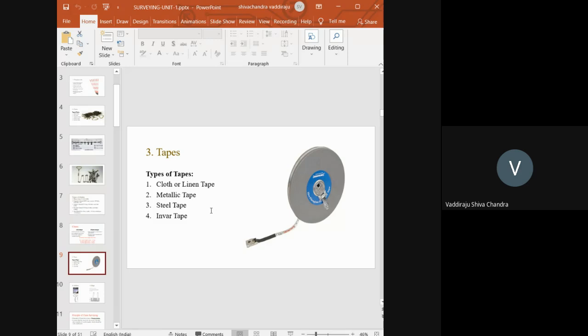But an invar tape has a low coefficient of thermal expansion. It can withstand high temperatures also. That is the major advantage of invar tape. So depending on the scenario, you need to use it. If you use a tape in winter, it may contract. If you use a tape in summer, it may expand. So depending on the scenario, you need to select which type of tape is suitable for which type of work.